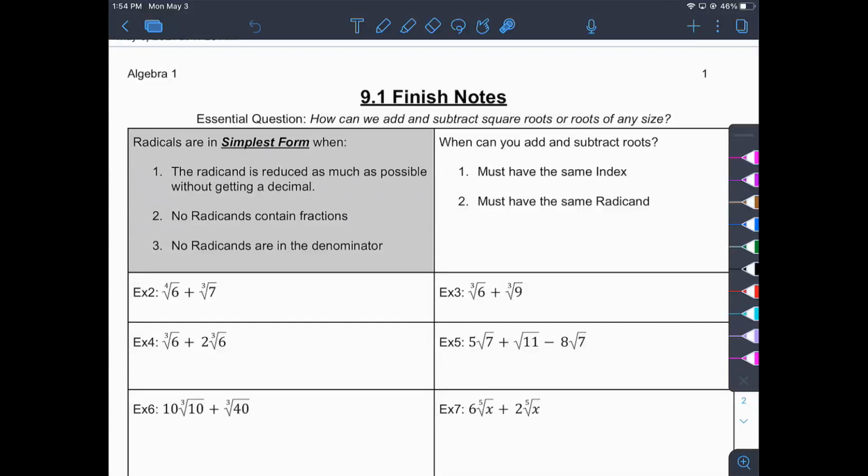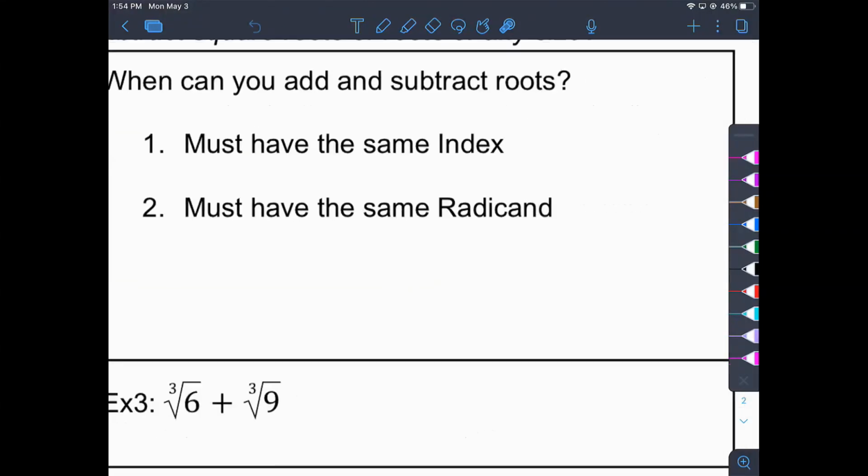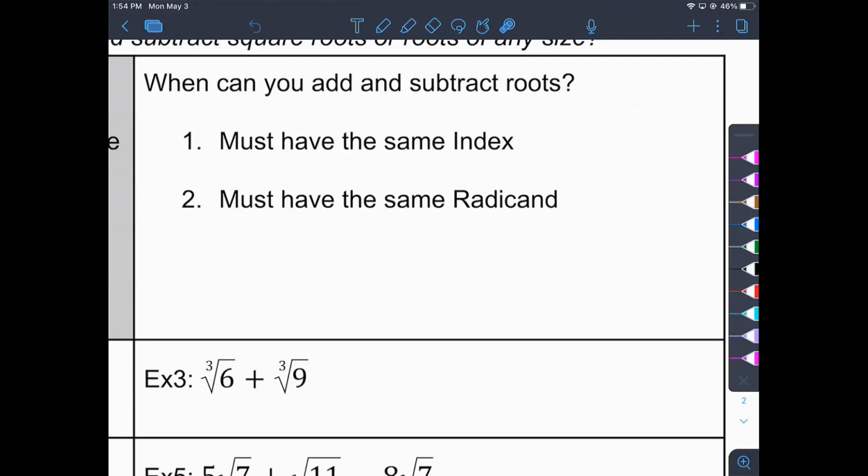All right, let's finish out this lesson on 9.1. Now, the last thing to consider is how do you actually combine roots together that are added and subtracted? Well, it only works under certain conditions. In order to be able to add and subtract, we need to have two things. You need to have the same index number and the same radicand.